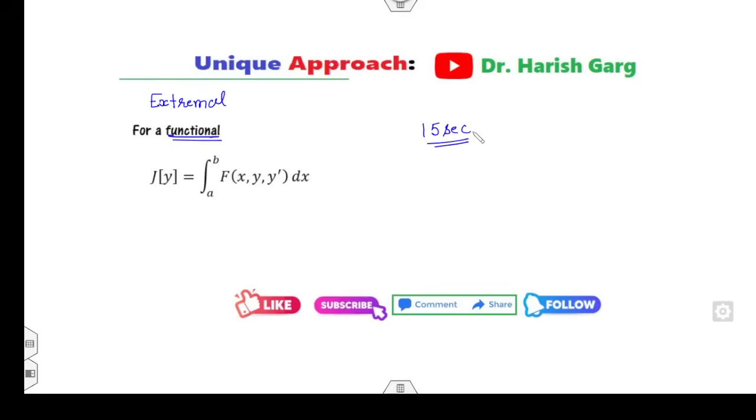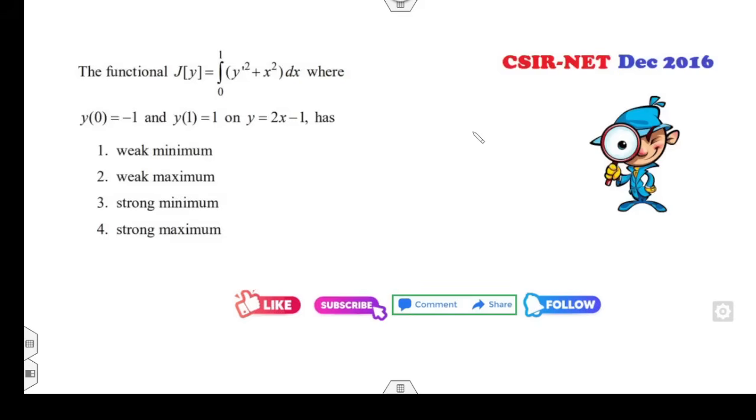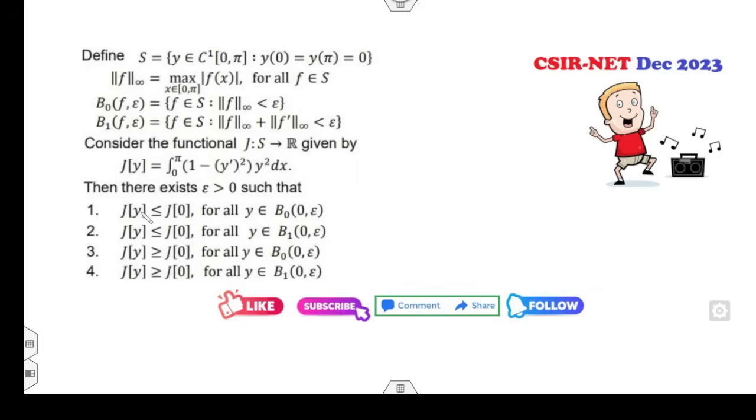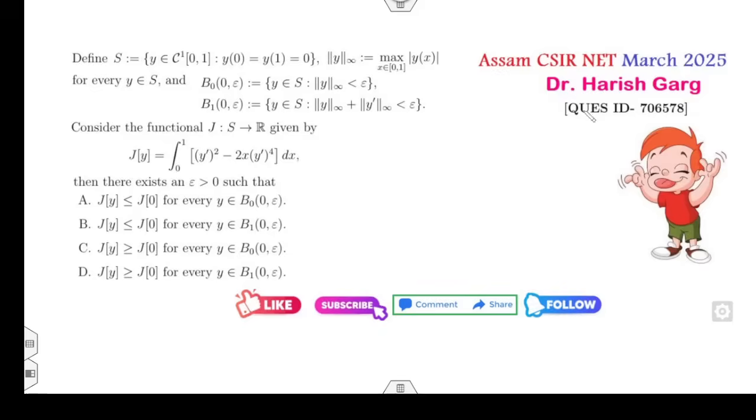But in this lecture I will tell you very unique concepts such as the weak minima, strong minima, weak maxima, strong maxima, and so on. And in the last 3 examinations, a recent trend was set by the examiner where they ask questions related to functionals based on the norms. You can see these are based on the norms. It's December 2023, it's March 2025, again based on the norm. How can you solve such kinds of questions?